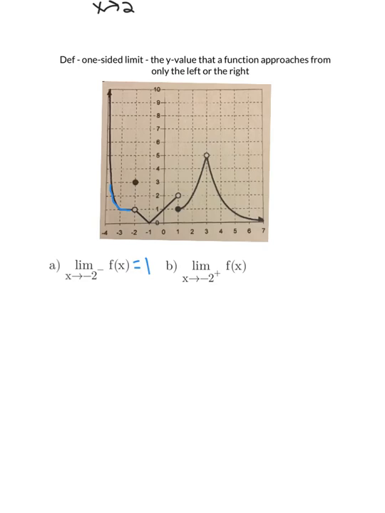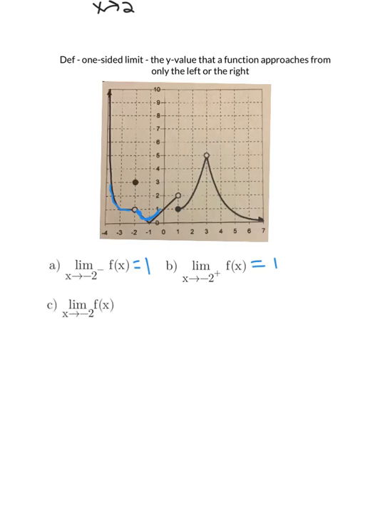So on question B, when we are asked to find the limit as x approaches -2, and then there's a plus superscript, that means from the right. So we are going to trace this function now from the right side of -2. Now, as we come into this thing from the right side, what y value are you coming into? That's always your question to yourself. What y value am I coming into? So this answer is also 1.